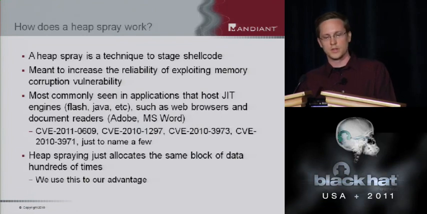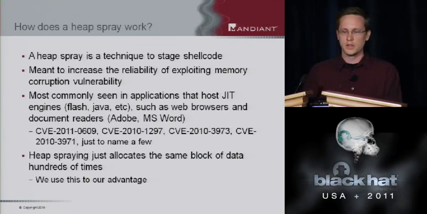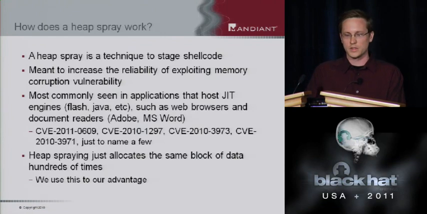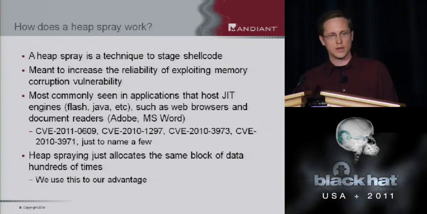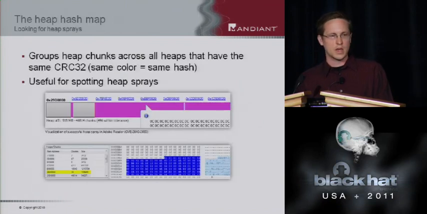It's very common in engines such as Flash and Java, things that need executable code to run. Here's a number of CVE vulnerabilities that are accompanied with a heap spray. So we use to advantage the fact that heap spray repeats its attack data hundreds of times on the heap. It kind of stands out. It's pretty obvious to recognize. So that's where the heap hash map comes in. This is one of the main features of the tool.